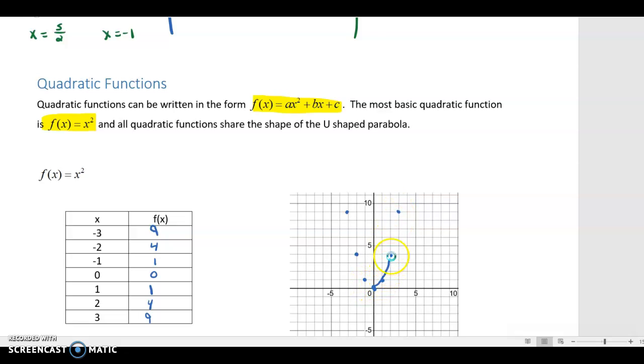But you should have an understanding that this makes a U-shaped parabola, is what we call it. It looks kind of like a U. Now for different quadratics, they all have that U shape, but it could be an upside down U, or that U could be moved around on your page. Okay, so just kind of keep that in mind.